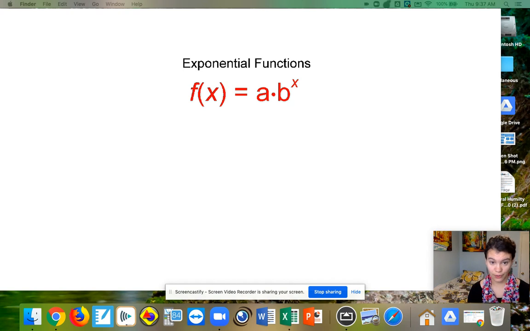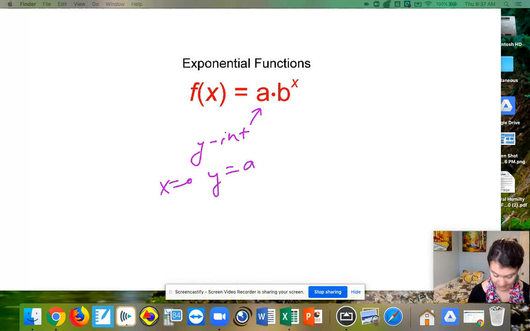This is their general form. You've probably seen this before. This a is your y-intercept. Like when x equals 0, y equals a, as a reminder. And then here, this a can't be 0, because if that equals 0, you multiply through, the whole equation disappears, and you just have 0, which is not interesting or helpful.